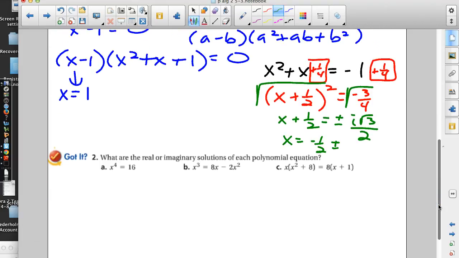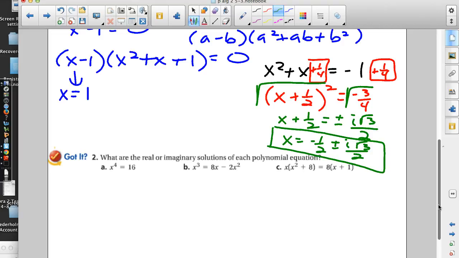So negative 1/2 plus or minus i square root of 3 over 2, or if you want to write it in standard form, you could do square root of 3 over 2 i. Either way, this problem did not require standard form. Did we find all the zeros? We did. There were supposed to be 3.